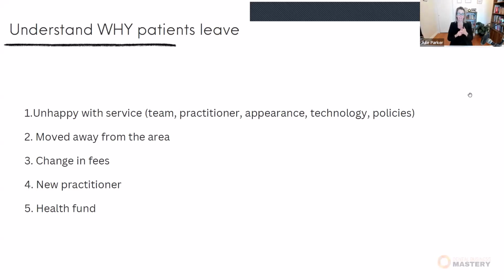Number one reason why patients leave is that they are unhappy with the service. Either the team, maybe the practitioner, maybe the appearance of the practice has just been looking so shabby but never gets addressed. Maybe lack of technology. You know, I keep hearing about these scanners and this and that and these services, and I never get to actually see them in the practice that I'm attending. So maybe I've got to try somewhere else. Maybe the policies they're unhappy with.